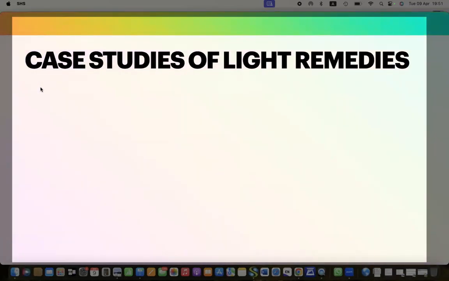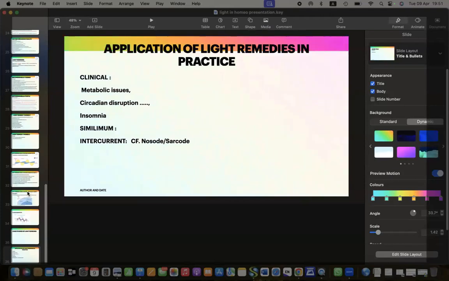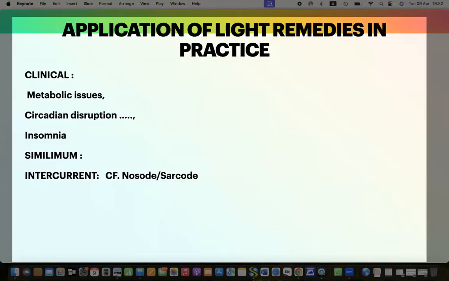So that was the case studies. Now, how we might use light remedies. Although I'm doing this presentation, I've never used a light remedy, I don't think. I'm sure I'll remember.